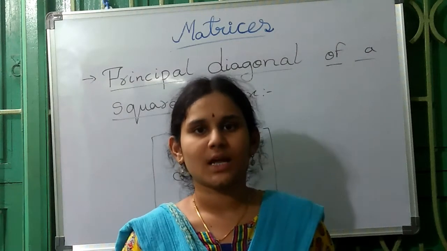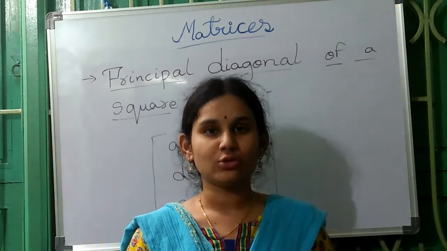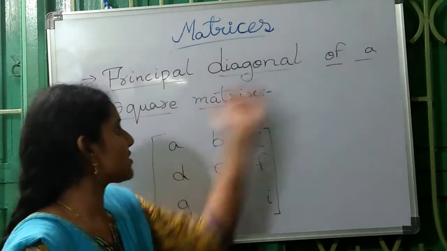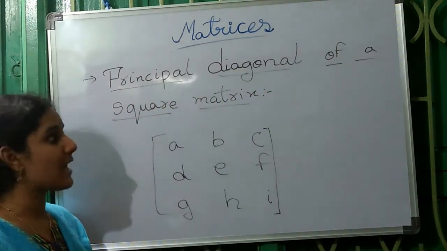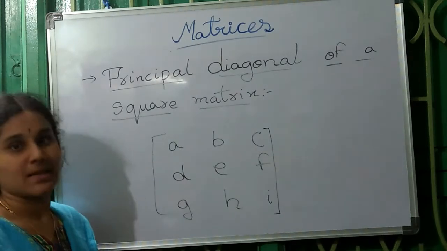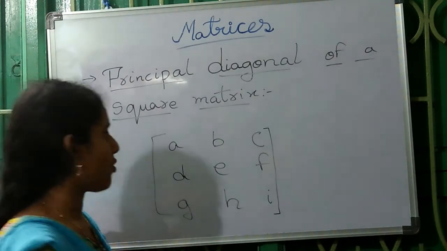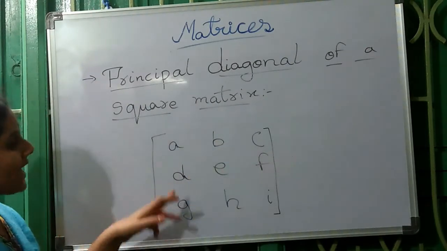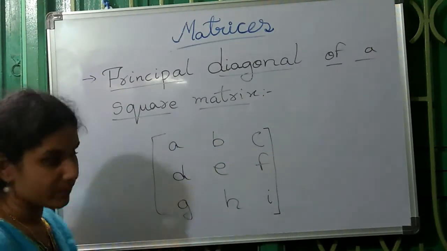Before knowing the other types of matrices, we have to know what is the principal diagonal of a square matrix. The principal diagonal of a square matrix is the diagonal drawn from the first element of the first row to the last element of the last row.